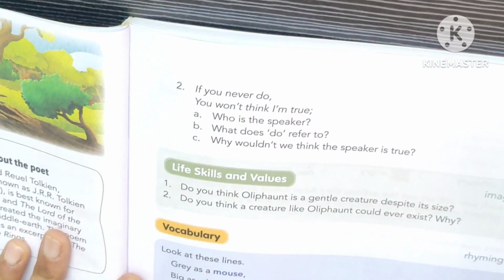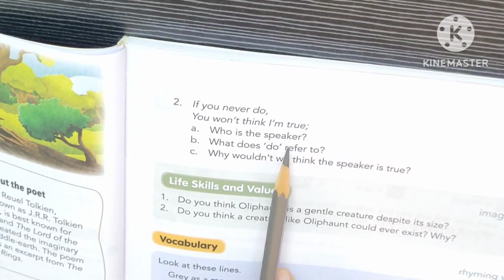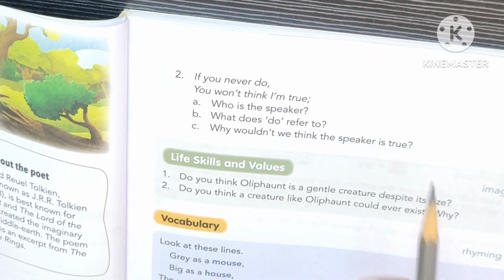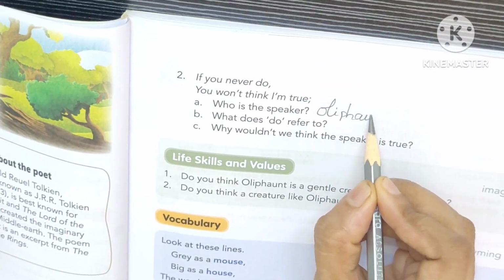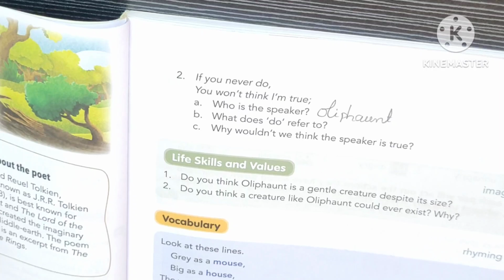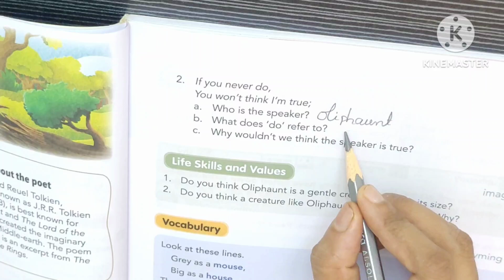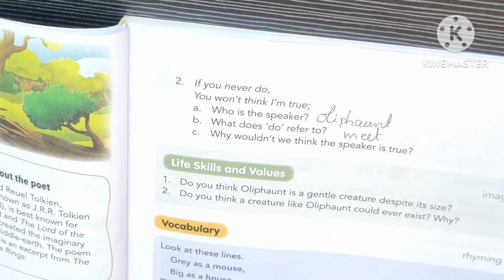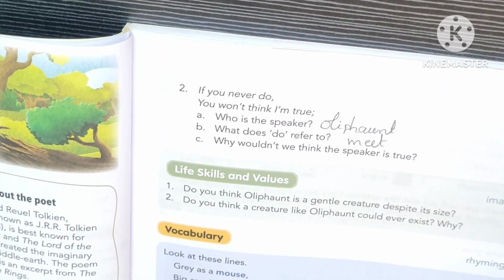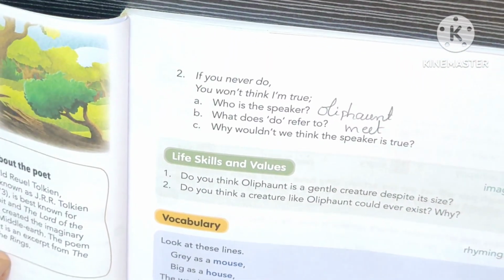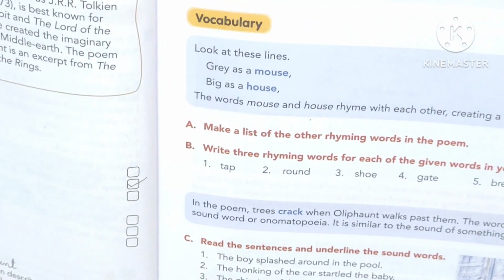Next, if you never do, you won't think I am true. Who is the speaker here? Oliphaunt. What does "do" refer to? "Do" refers to meet. Why wouldn't we think the speaker is true? If we never see or never meet him, we never think that he is true. Okay, understood? Next comes the vocabulary.